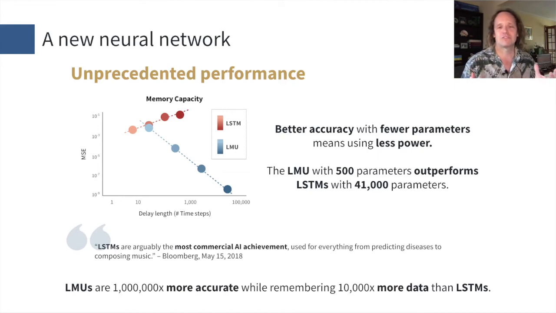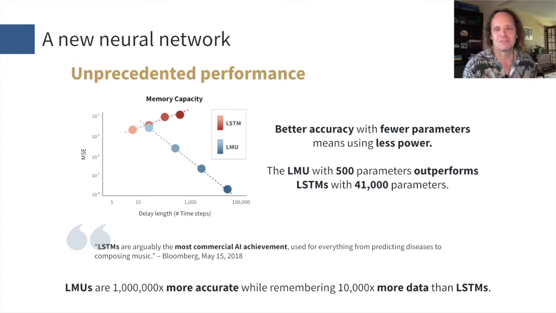In any case, this results in us on this task being able to say that the LMU is about 1,000,000 times more accurate. So if you look at the left-hand side, the mean squared error goes down by 10 to the 6. At the same time, it's using 80 times fewer parameters, i.e. only 500 versus 41,000 for the LSTM, and it's remembering 10,000 times more data. So it has 10,000 times more time points that are stored in its memory compared to an LSTM.